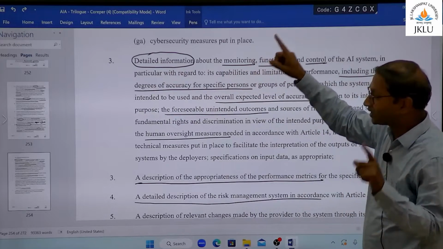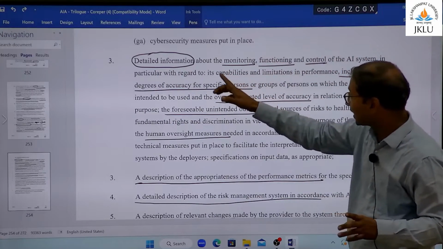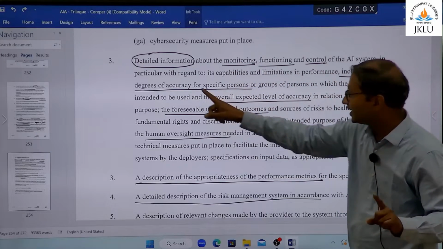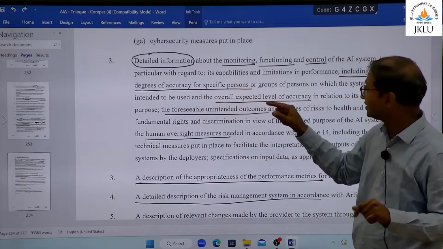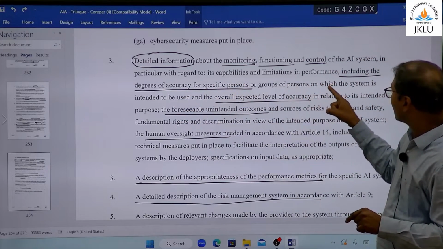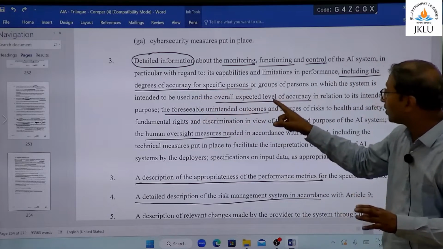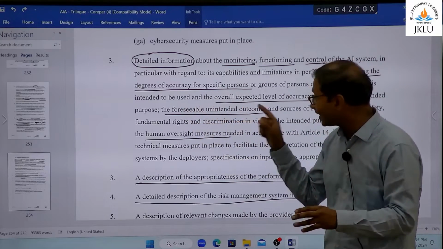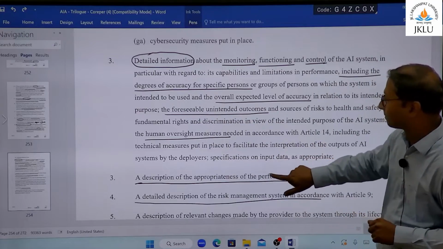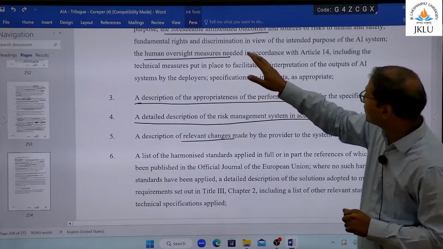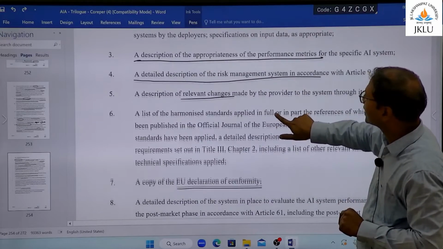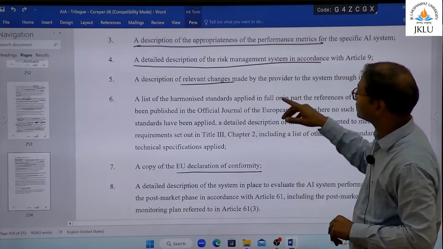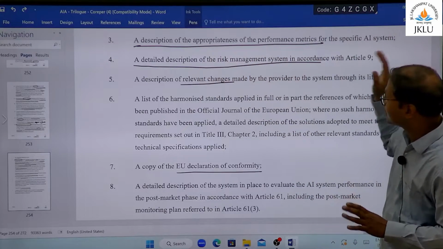Detailed information about the monitoring, functioning, control of AI systems with regard to what? Its capabilities and limitations in performance, including the degrees of accuracy for specific persons or group of persons on which the system is intended to be used, and the overall expected level of accuracy in relation to its intended purpose. Foreseeable unintended outcomes. Human oversight measures, Article 14 will go. Description of appropriateness of the performance metrics for specific AI systems. Detailed description of risk management system.